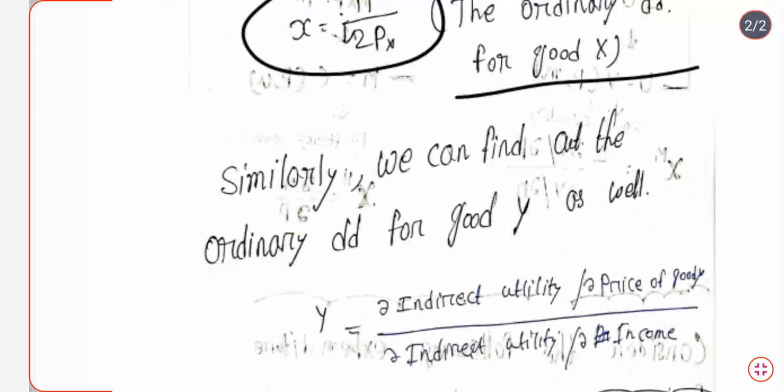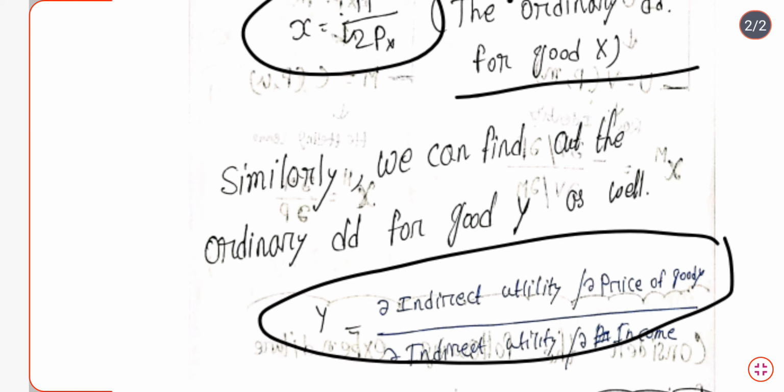Similarly, if you want to find the Marshallian demand function for good y, or the ordinary demand function, which is also known as the Marshallian demand function, then you have to find the partial derivative of the indirect utility function with respect to the price of good y, and divide it by the partial derivative of the indirect utility function with respect to income. In that way you can find the Marshallian demand function for good y. So this is all about Roy's identity.